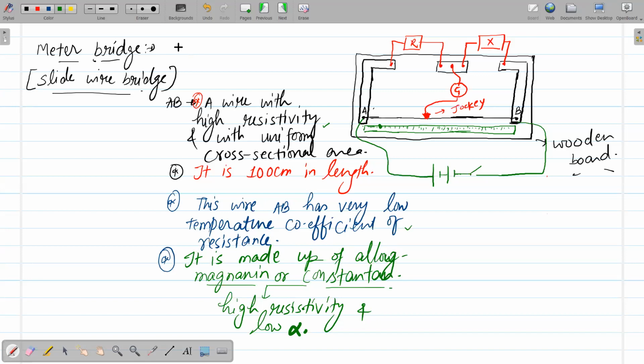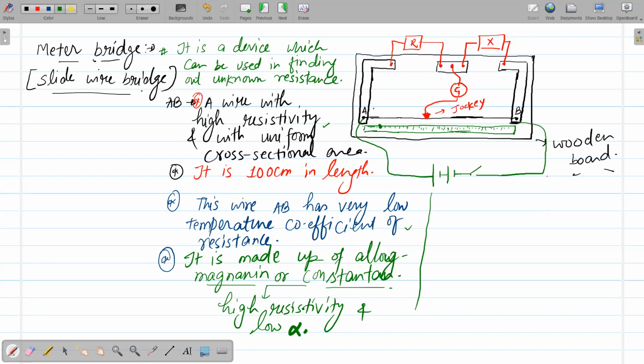It can be used, let me mention this here. It is a device which can be used in finding out unknown resistance. So this is the first thing we are supposed to mention, right? It is a device which can be used in finding out unknown resistance. Let's talk about its principle, and let me write its principle at this side.